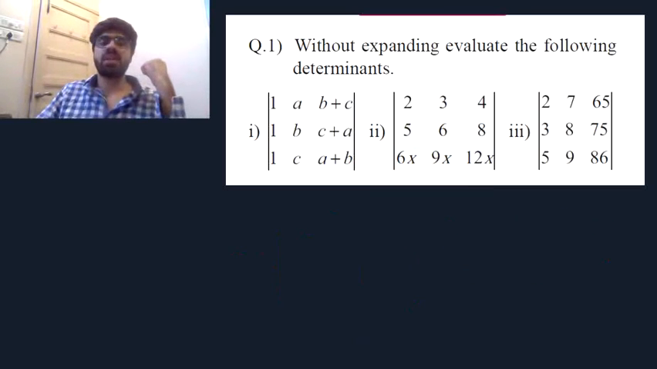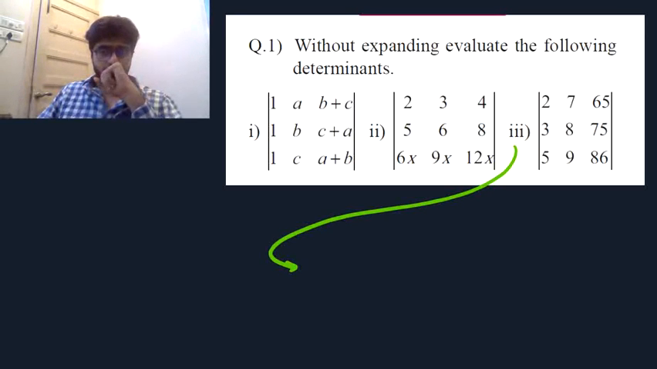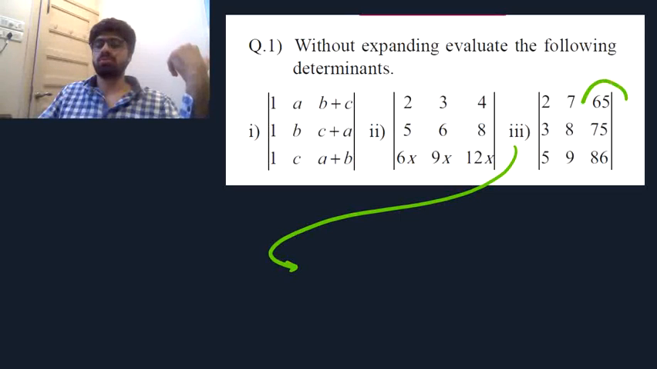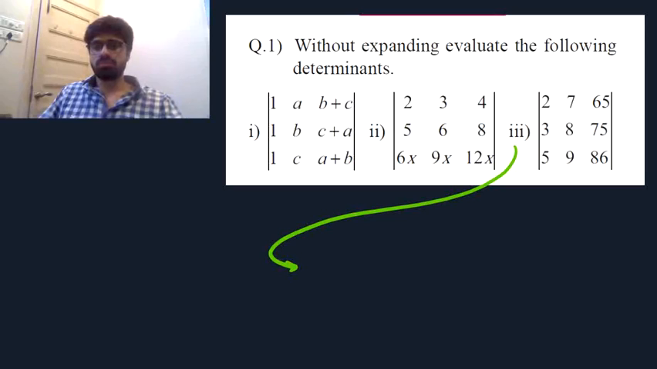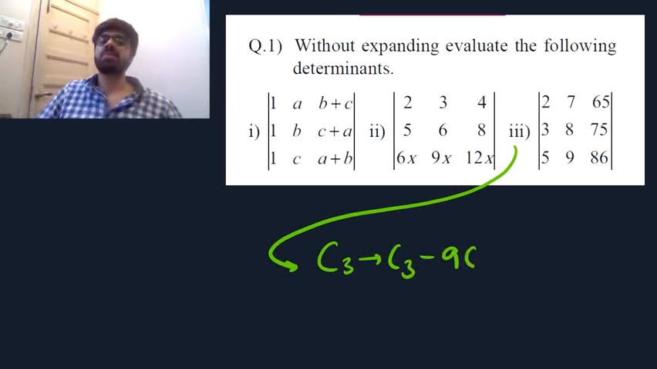In a similar way, let's try to evaluate the third determinant. For the third determinant, we need to cut down these numbers to a smaller value. To reduce them, if you realize, the nearest multiple of 7 will be 63, and 7 into 9 will give you 63. So from 65, if I want to subtract 63, I should go for C3 goes to C3 minus 9 times C2.